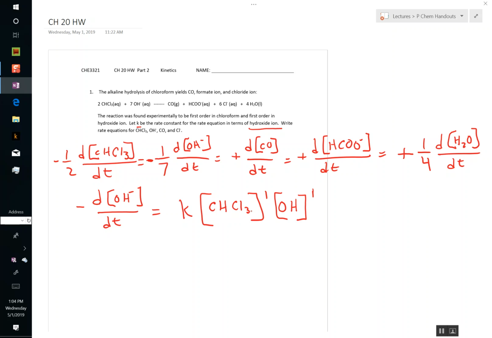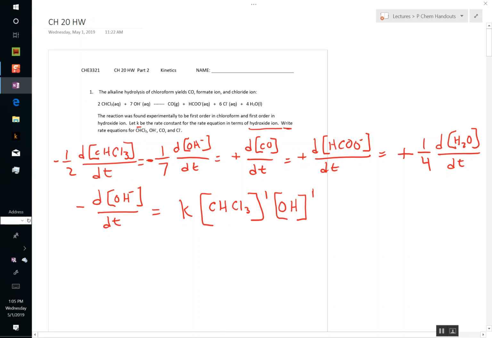Negative 1/7, because I would think the rate is like the formation of CO, of which there's only one for every... It says in terms of the hydroxide ion. This is how all of these rates relate to one another. This 1/7 of that rate equals that rate.